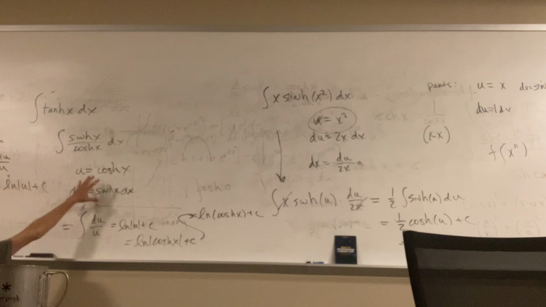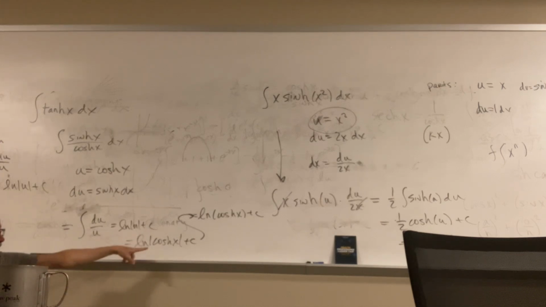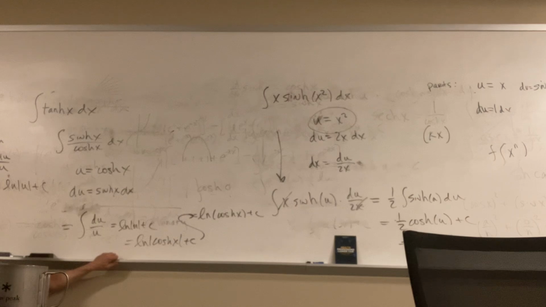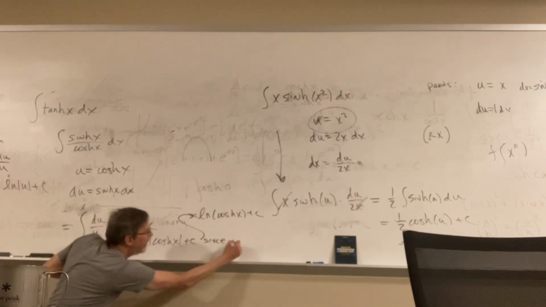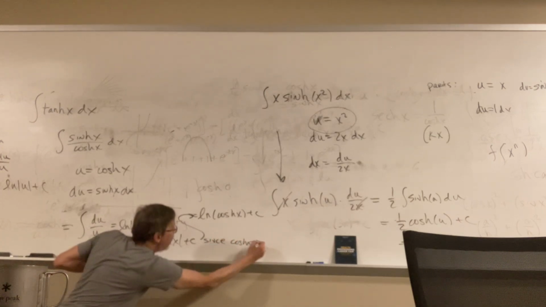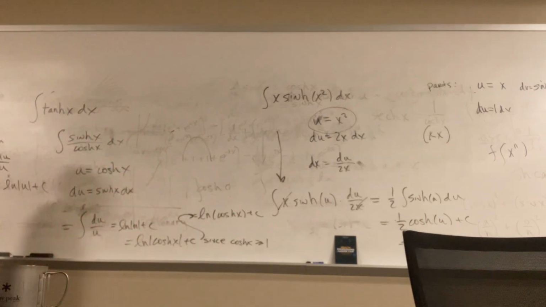So first off, how do we feel about this part? Why can I take the absolute value off? Hyperbolic cosine is never negative. Exactly. What is it always greater than? 1. Beautiful. So since hyperbolic cosine of x is always greater than or equal to 1, you don't have to worry about absolute values.